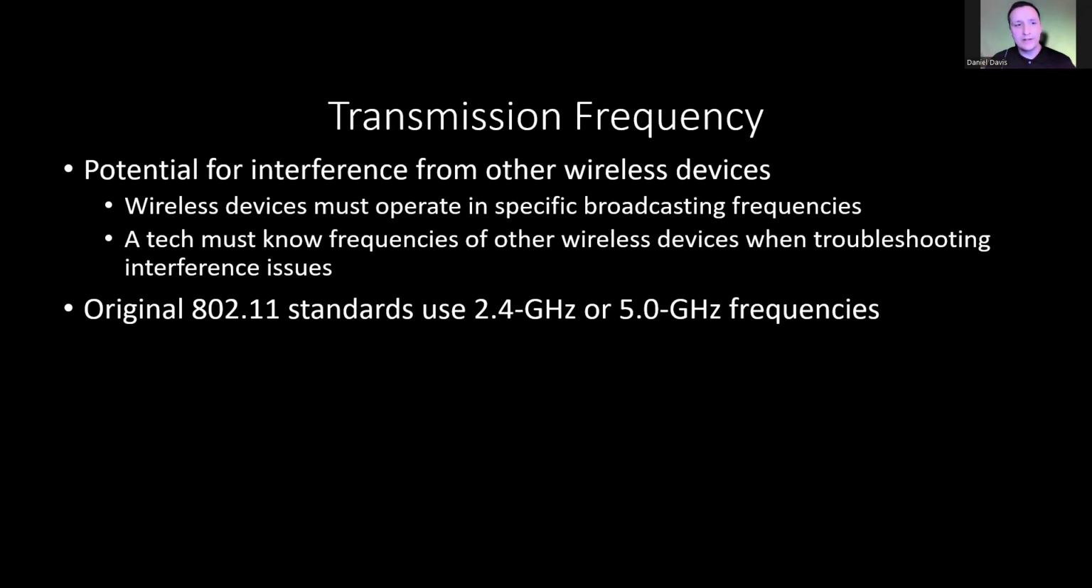When we're dealing with wireless, there's definitely a lot of potential for interference from other wireless devices or just other things in the environment in general. So this is something that the IEEE 802.11 standards cover. It's also something that most governments around the world cover pretty strictly. The two frequencies that the original 802.11 standard used were 2.4 gigahertz and 5 gigahertz.